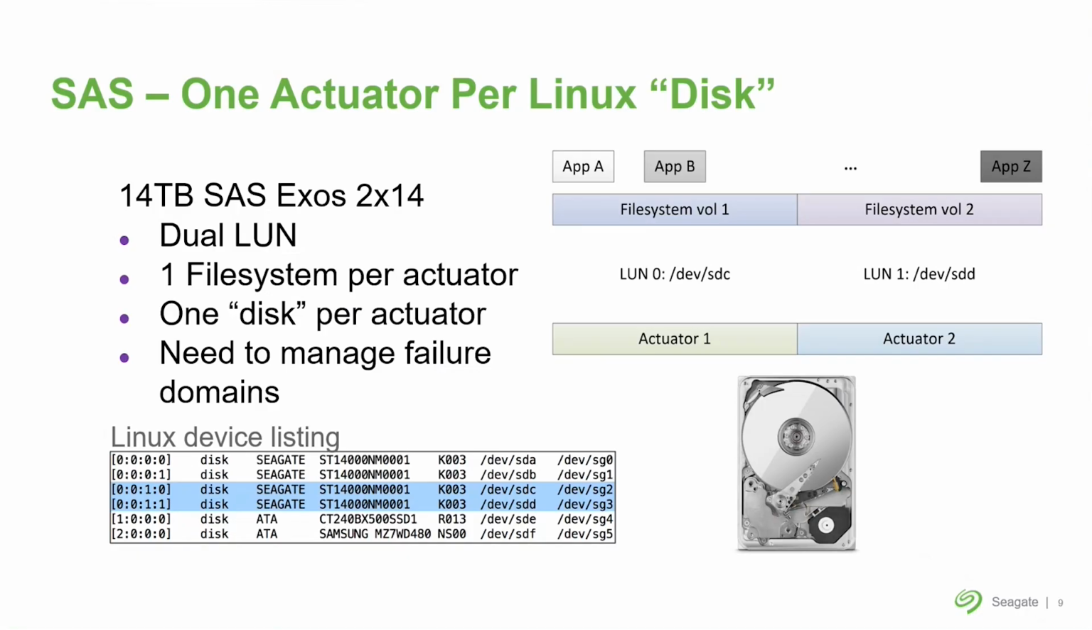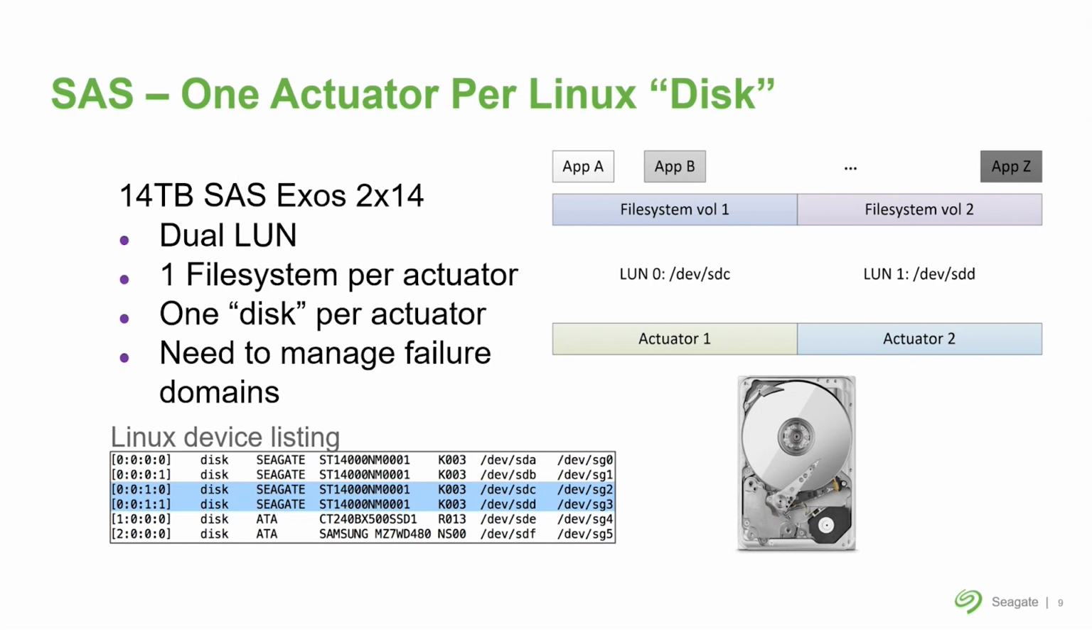So let's look at today's dual actuator drive. This one we've been shipping for a couple of years. This is our 14 terabyte SAS-only Exos 2X14, a drive we call the Harrier. It's a dual LUN SAS drive. SAS has LUNs, so you can have one file system per actuator, and to Linux, this looks like one disk per actuator. From the Linux device listing you see here, there are two dual actuator Seagate drives, and then I think two flash drives. But those two Seagate drives appear as four drives to Linux: SDA, SDB, SDC, and SDD.